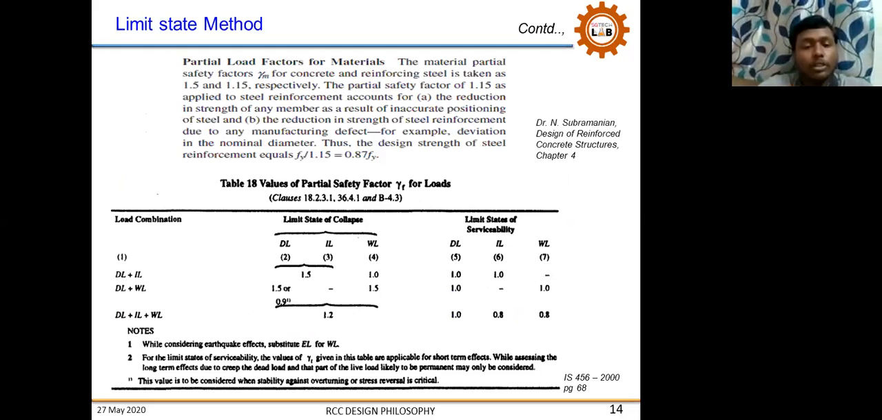And how to account for this? They have given different partial safety factors for dead load, imposed load, that is live load, and wind load, and for the cases in which they have to be applied. These are always spoken of and always given. What are the limit state of serviceability requirements, how the deflections are taken care of, all these things are in IS 456, and you can refer to it.